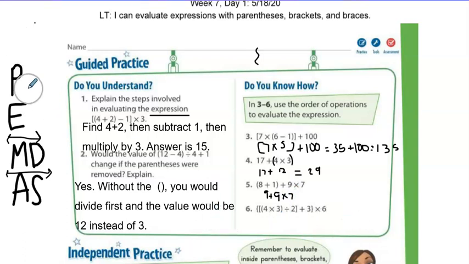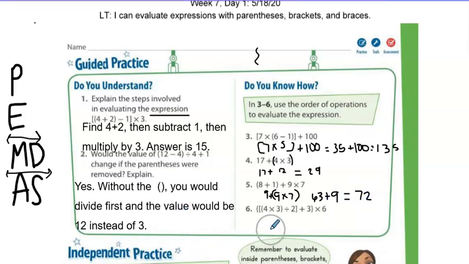So now we need to ask ourselves, do we have parentheses? No. Exponents? No. Multiplication or division? Yes. So we want to do that first. So 9 times 7 is 63. And then we're going to take 63 and add 9. 63 plus 9 gives us 72.